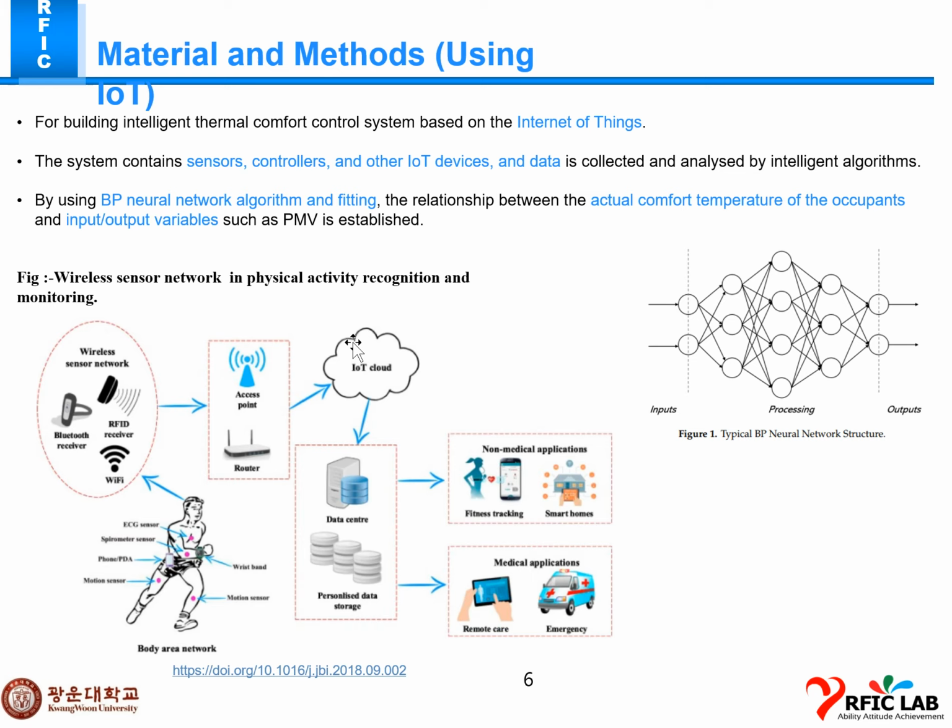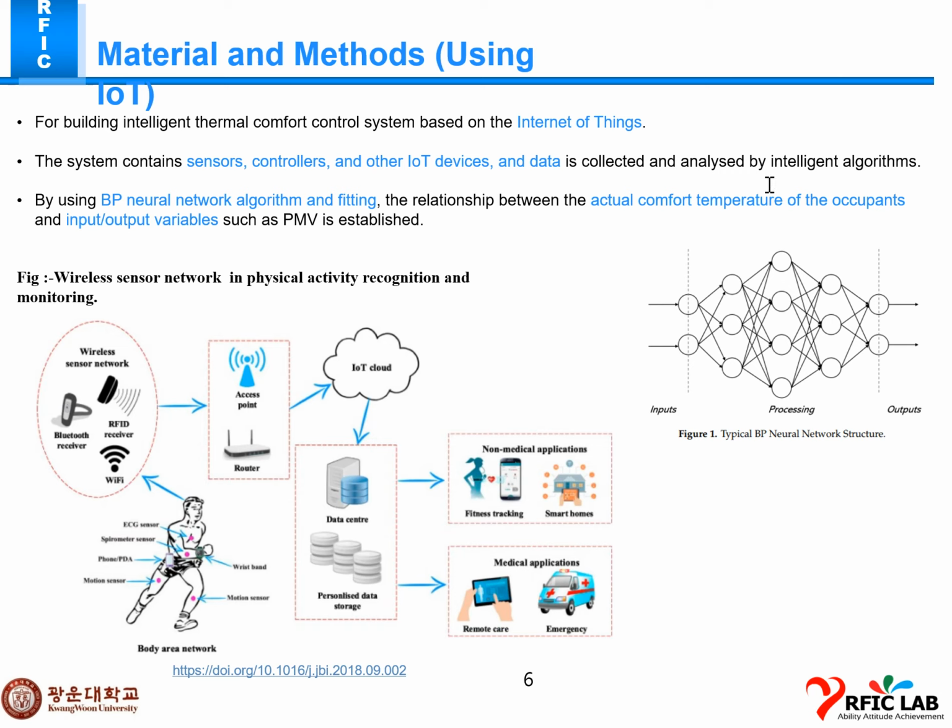Continuing the same topic, what materials and methods have been used. As I said, the Internet of Things is used, which contains sensors, controllers, and IoT devices. And the BP neural network calculates the relation between the actual comfort of the occupant and the input and output variables of the mean value.